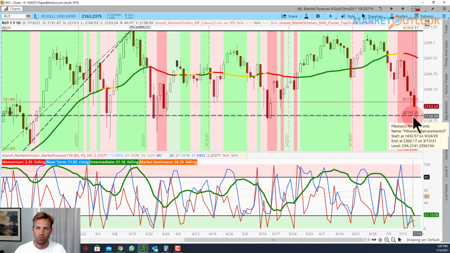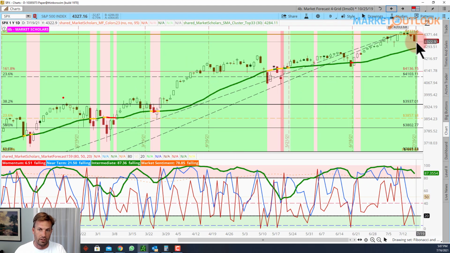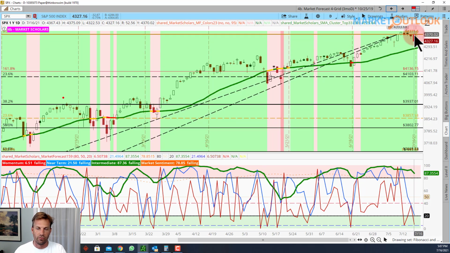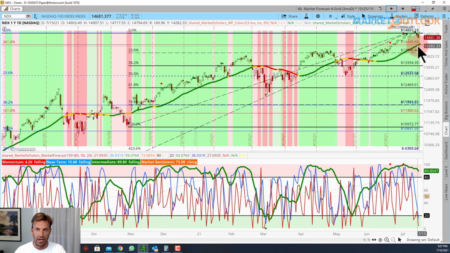And like I said, until we break this level, I don't think we're starting a pullback here, right? Because you can see we're still very far away from dark pink shading and a red line. See, we have dark pink shading and a red line here. We are way far away from that happening on the S&P. So it's still got some things to work out.